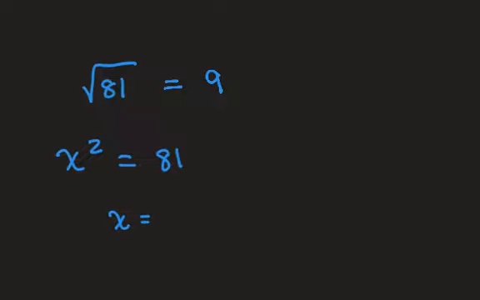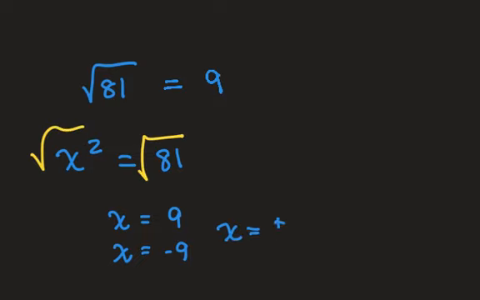Okay, so let's try one more. So if we had, okay, what's the square root of 81? Here we would simply answer 9. But if we were asked what number when squared is 81, well, the answer is 9 squared is 81 and negative 9 squared is 81. So when you take the square root of both sides, you will get that x is equal to plus or minus 9.